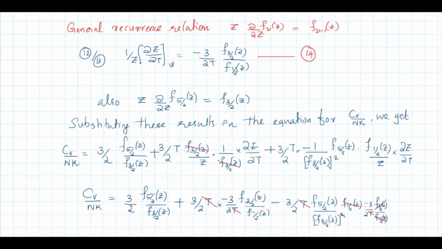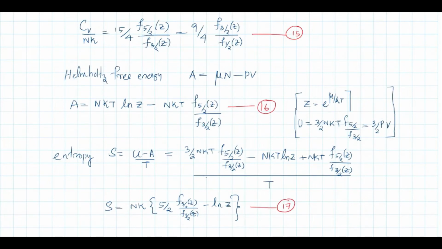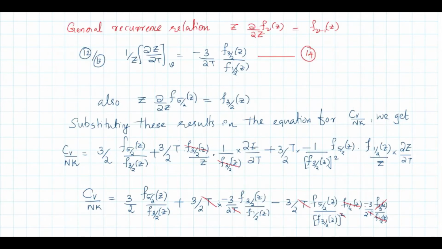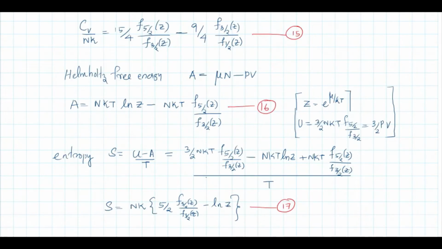In the first term, you have coefficient 3 by 2. In the last term, you have coefficient 9 by 4. 3 by 2 plus 9 by 4 is 15 by 4. So 15 by 4 f5 by 2 by f3 by 2. What about the second term? It is minus 9 by 4 f3 by 2 by f half. So Cv by Nk, we obtained a relation like this. Equation number 15. Now we will find Helmholtz free energy.